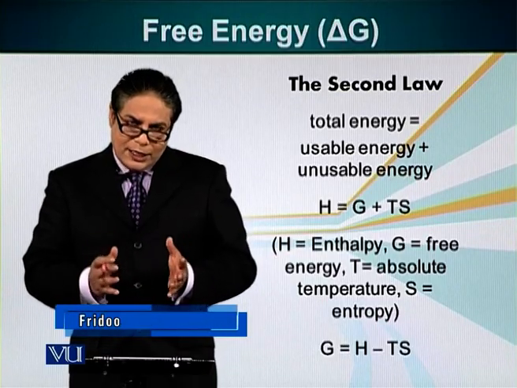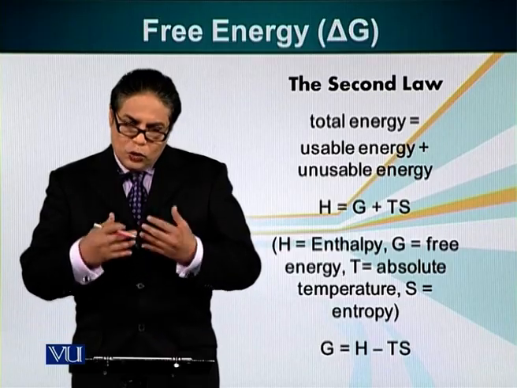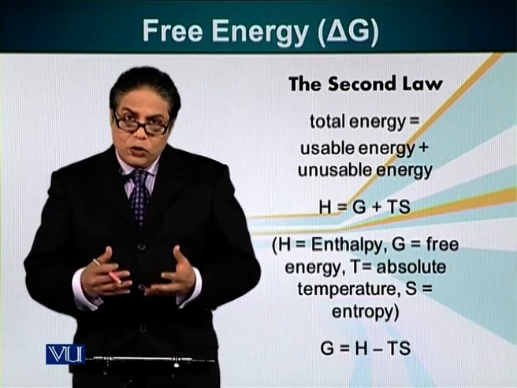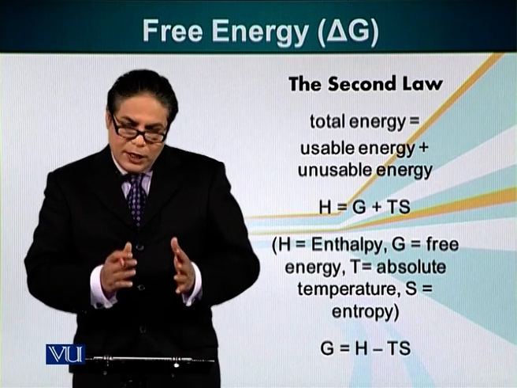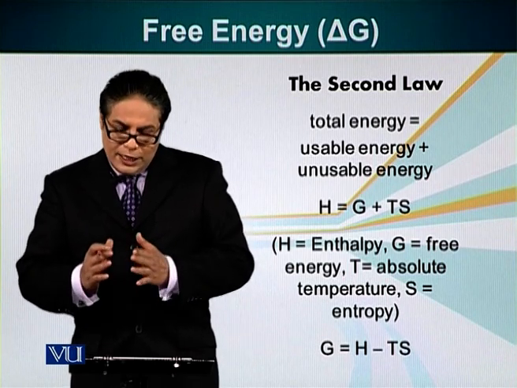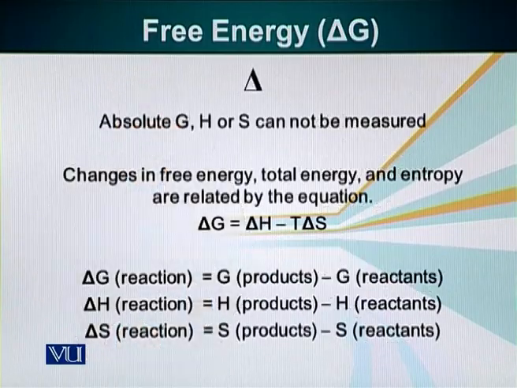We further said that since we are interested in the usable energy, the energy that can be used to do useful work, we rearranged this equation, which became G equals H minus TS. Since we cannot measure these terms in absolute value, however, we can measure the change in the value of these terms, G, H, and S. We can change this equation into the form delta G equals delta H minus T delta S.